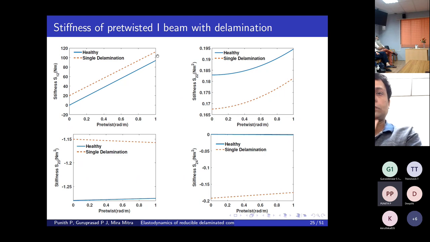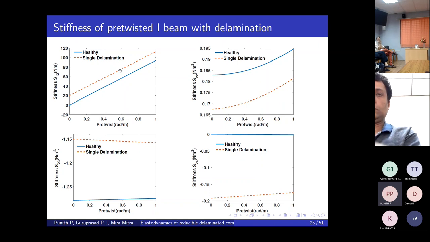So we have plotted the various stiffness with respect to the pre-twist. As the pre-twist changes, we expect the stiffness to change as well. So we can see similar changes in the stiffness, in the extension and the torsional stiffness, with respect to the pre-twist.